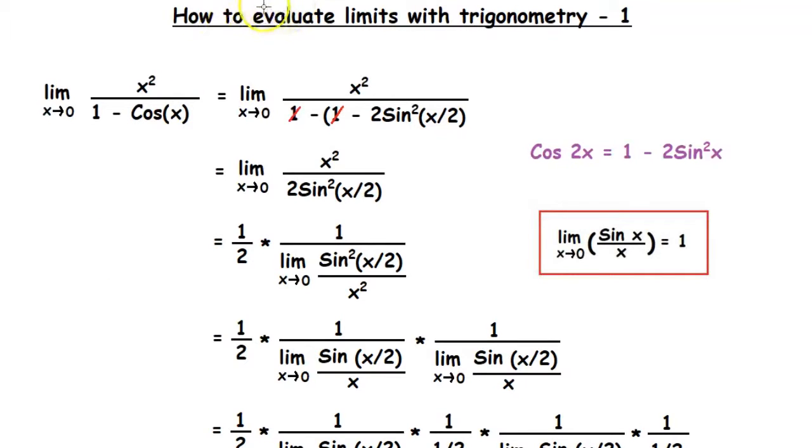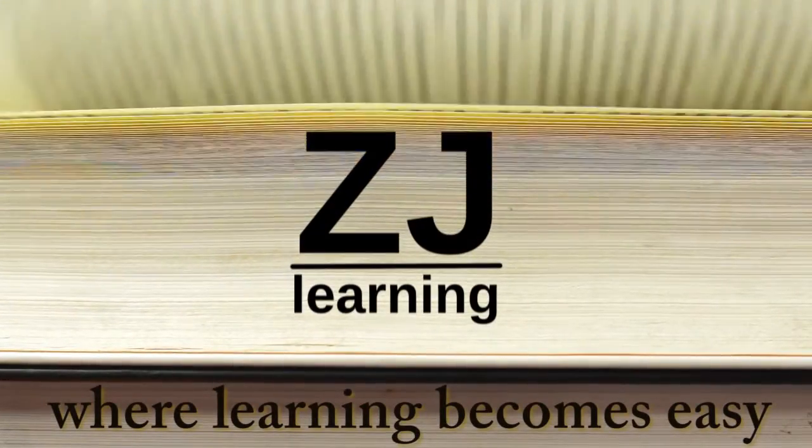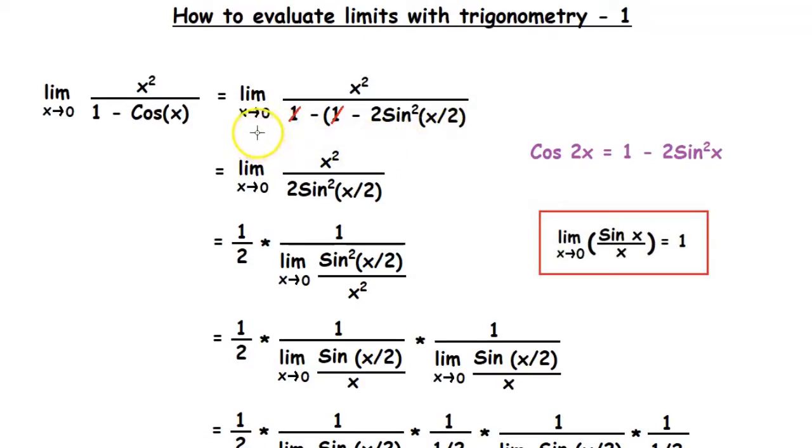Today we will learn a few methods in solving limits with trigonometric identities. When solving limits with trigonometry, we will use the trigonometric formulas. In the description below, I have a PDF file for you with all the trigonometric formulas that you will need when solving the limits. Now let's take this example.